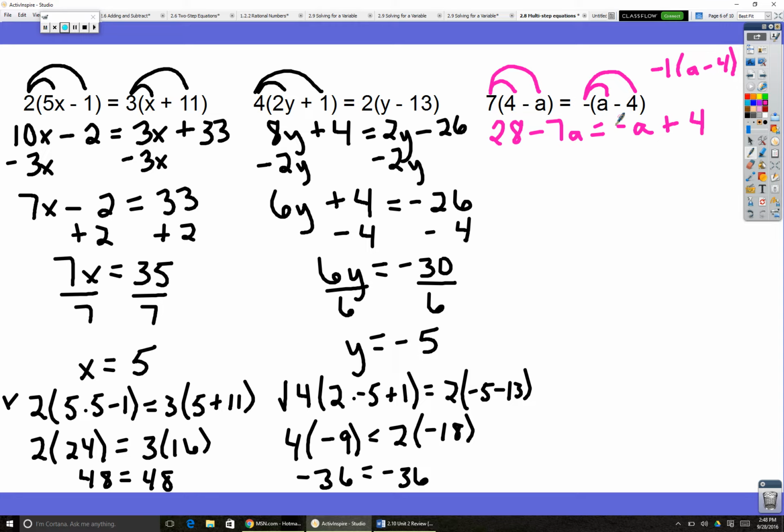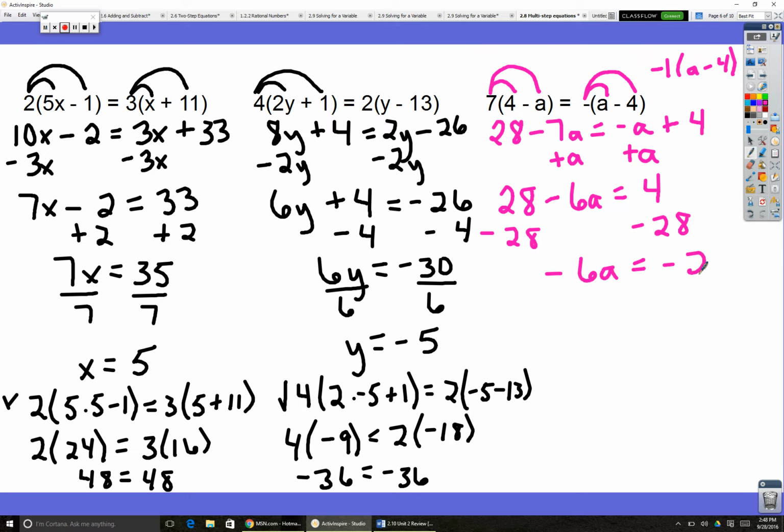So to get rid of a negative a, I have to add a to both sides. So I have 28, negative 7 plus 1 is negative 6, so I have negative 6a equals 4. Now it's a two-step. Subtracting 28 from both sides gives me negative 6a equals negative 24. Dividing both sides by negative 6 gives me a equals positive 4.